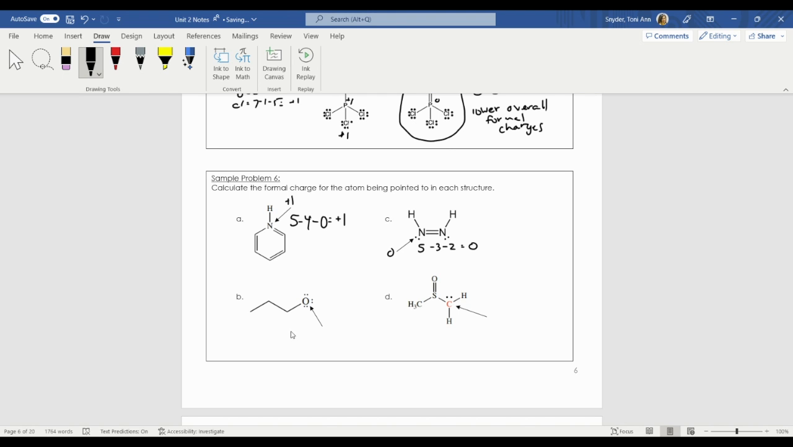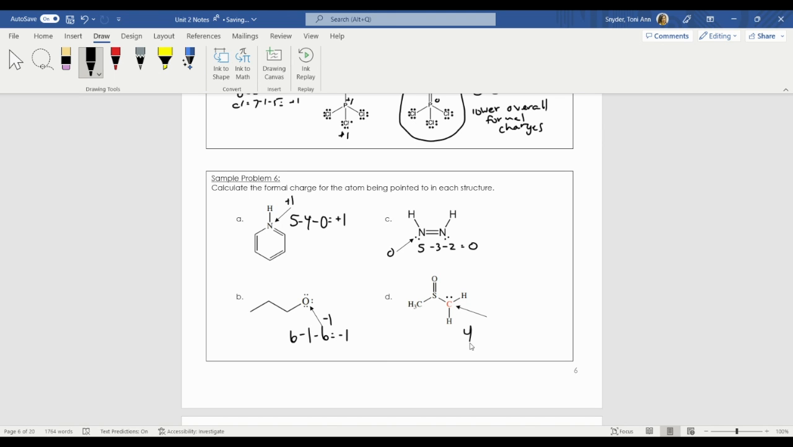Oxygen, we have 6 valence electrons, minus, it's got 1 bond going to it, minus 1, 2, 3, 4, 5, 6. Overall formal charge is -1. So this oxygen is not that stable the way that it is. But this one's not entirely unhappy, because oxygen doesn't mind having an overall formal charge of -1, and that's because oxygen is very electronegative. Let's try this one here.